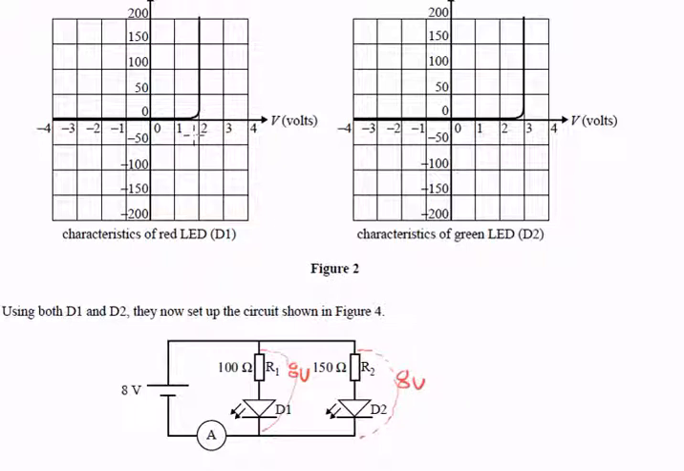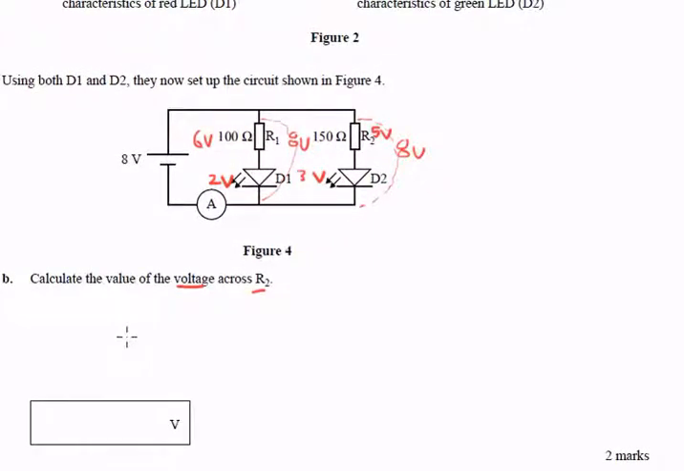And I know, again, 2 volts for D1 and 3 volts for D2. So I've got 8 volts over both of these, then this must be 6 volts, because 8 minus 2 is 6. 8 volts over both of these, but minus 3, that leaves 5 volts left for D2. So the value of the voltage across R2 is 5 volts. It's worth 2 marks. We've done our working up here, so let's just see C working on diagram.